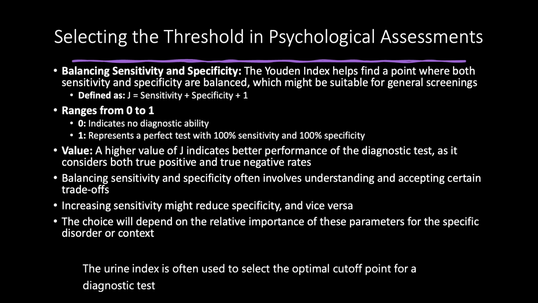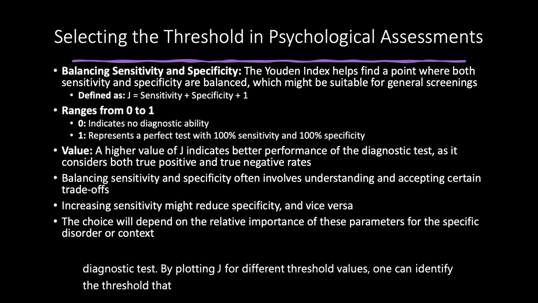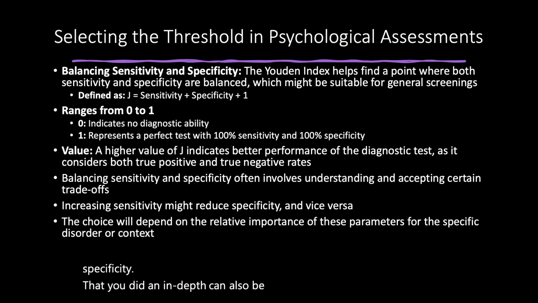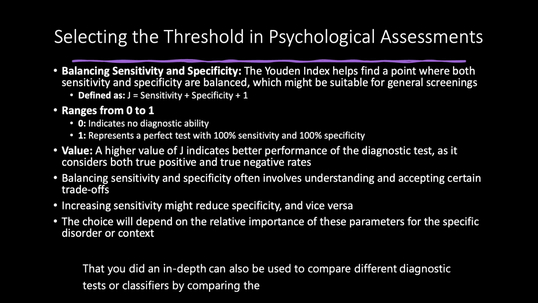The Youden index is often used to select the optimal cutoff point for a diagnostic test. By plotting J for different threshold values, one can identify the threshold that provides the best balance between sensitivity and specificity. The Youden index can also be used to compare different diagnostic tests or classifiers. By comparing the J values, it can help identify which test performs better overall.